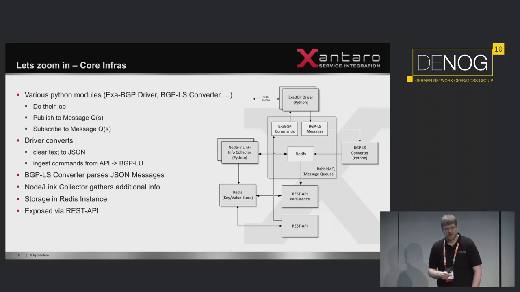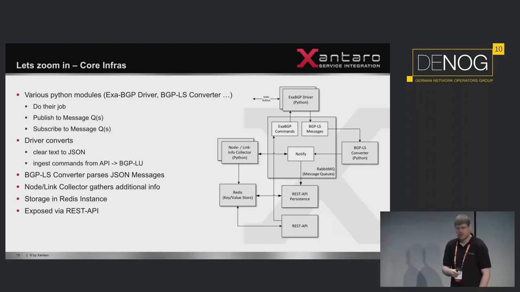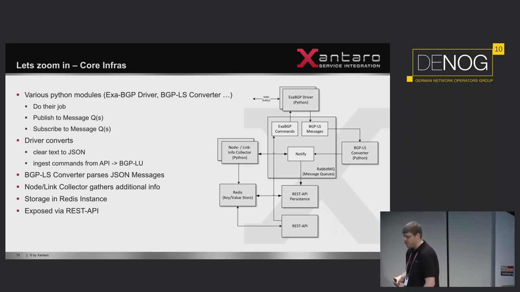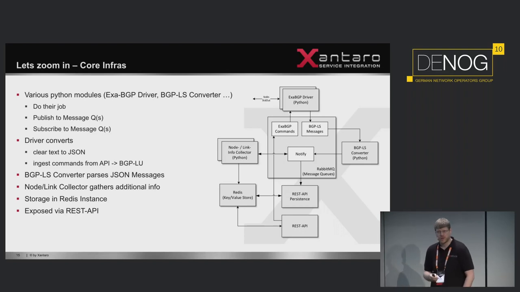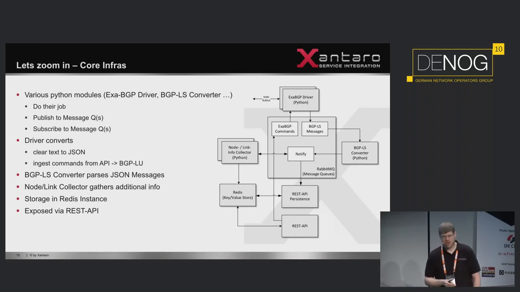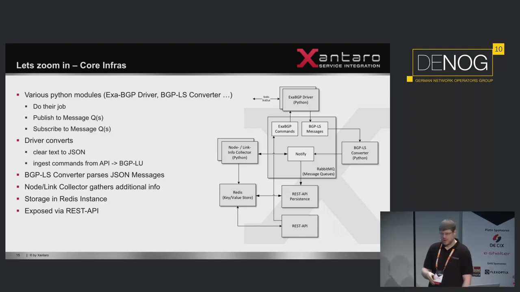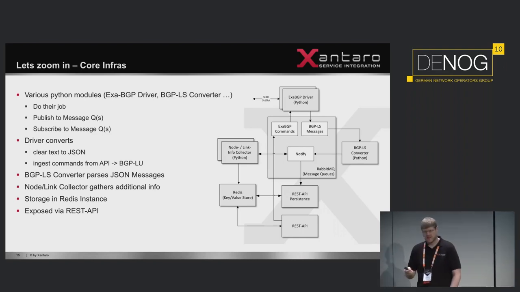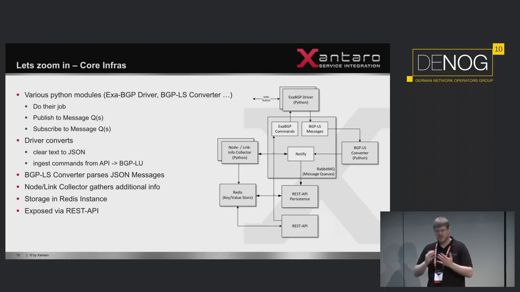ExaBGP will, via its actual textual output channel, push all of the BGP-LS messages out into our ExaBGP driver that we wrote. This will actually convert these text matches to something which we can use. So it's a JSON-based data model which we are using internally. Put that onto one of the message queues, and that's all it does. Then there's this other small module, which is the BGP-LS converter, which actually takes these JSON messages, makes something meaningful out of that, and puts it into an internal notify queue.